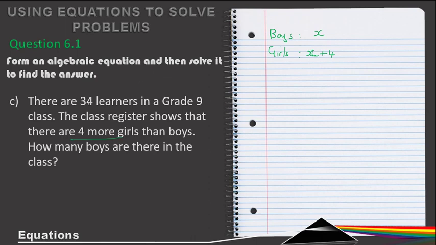Now, altogether, they are 34. So if I take my amount for boys and I add the amount for girls, then I get 34 as a total. So this is then 2x plus 4 equal to 34. Then I take my 4 over. 2x is equal to 34 minus 4. So 2x is equal to 30. Divide both sides by 2. And x is equal to 15. The question says how many boys, and we have x boys, and we solved for x over here. So there are 15 boys in the class.